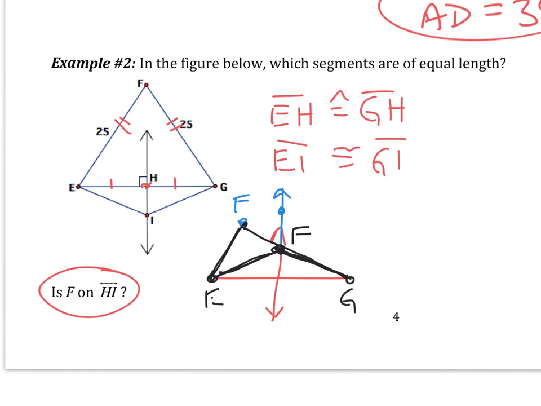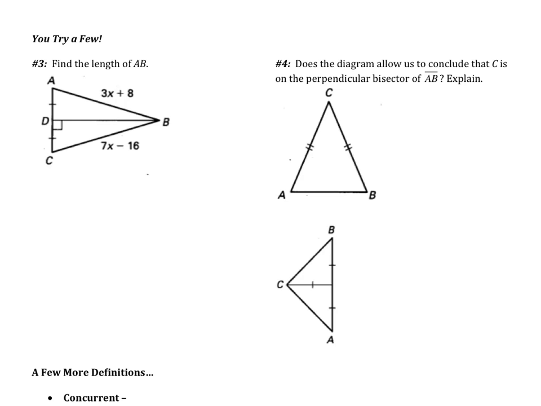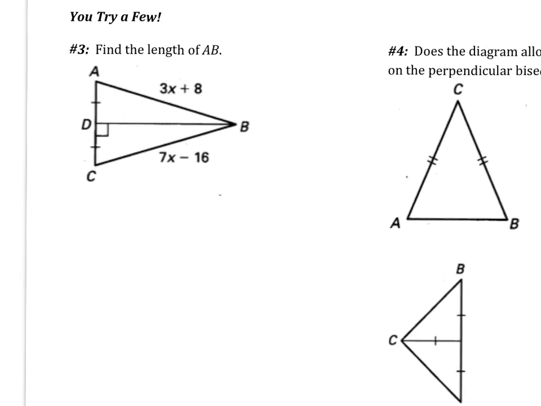What happens if it's not on there? Then they're not equal to each other. Okay? Does that make sense? Good? All right. So our answer for today is yes, because 25 equals 25. If it was 24 and 25, we'd say no. Okay? All right. And example number 3.